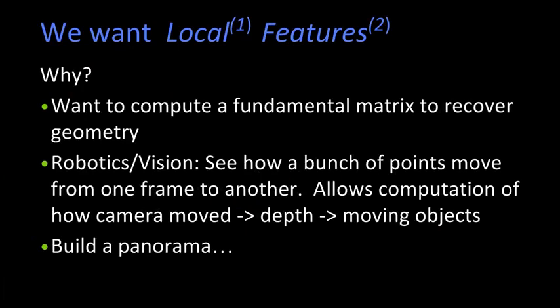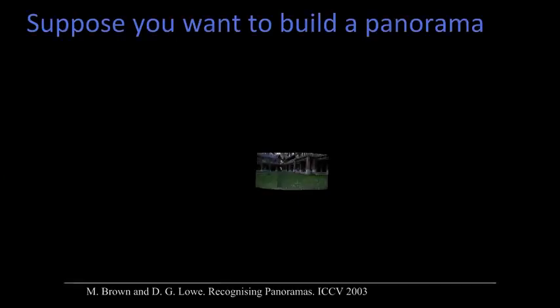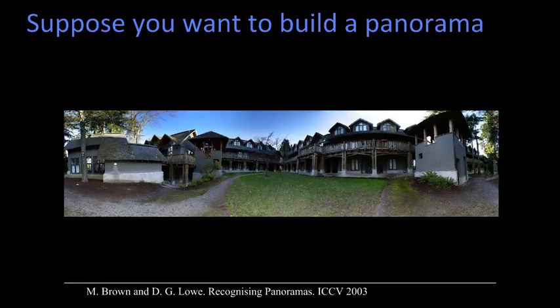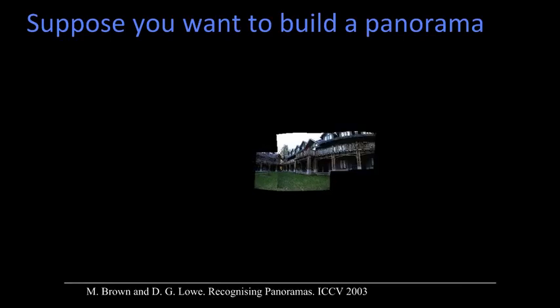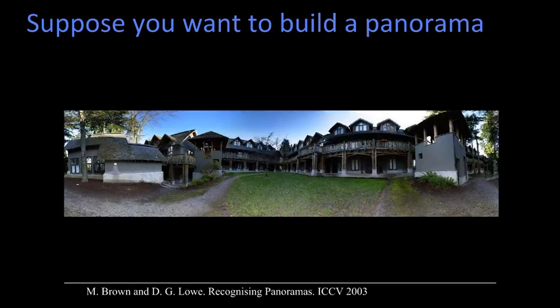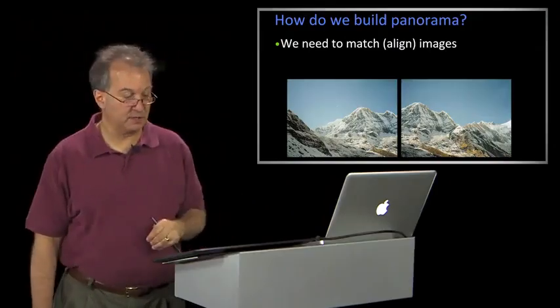Now, we've talked about this in general, but here's really a beautiful example. This comes from a paper by Brown and Lowe in ICCV in 2003. Let me just play that again because it's so cool. All right? And here what they've done is they've figured out with matching points how to place each one of the pictures on top of another. In order to do that, they had to find these matching points. Let's step through this just a little bit.